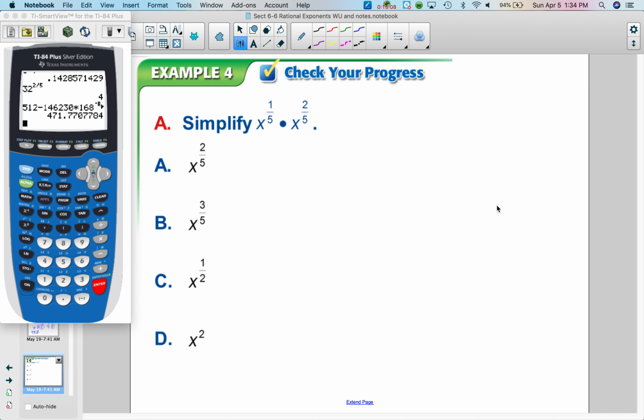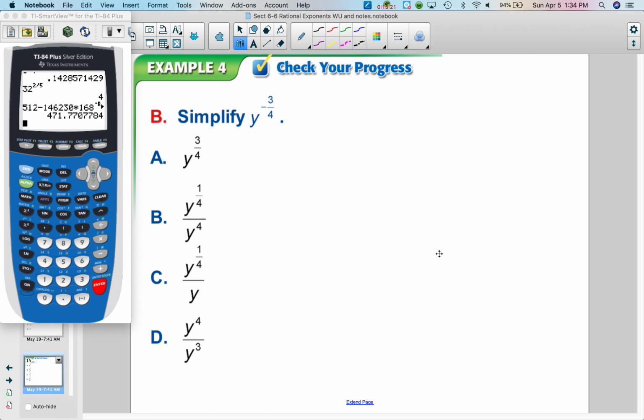Go ahead and try this one, pause it. When you add the exponents, you should have gotten 3/5, so x to the 3/5. Go ahead and pause this one. Really try it. I know this one's a little harder.